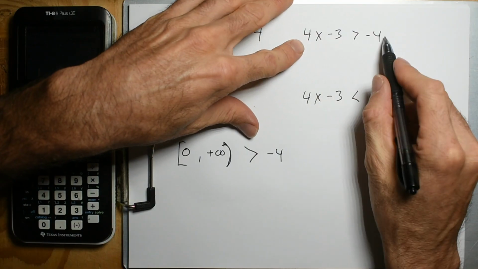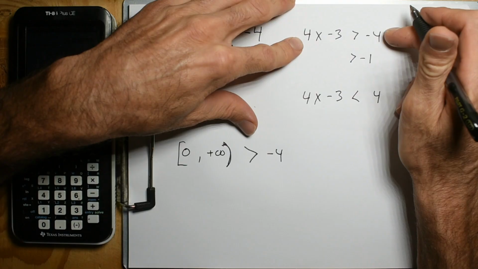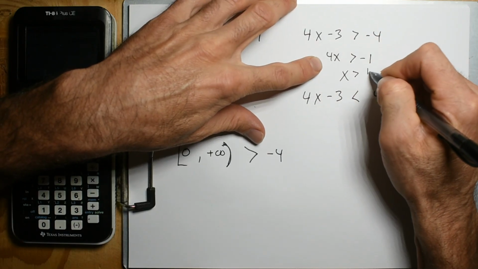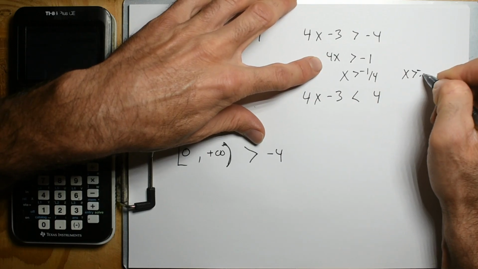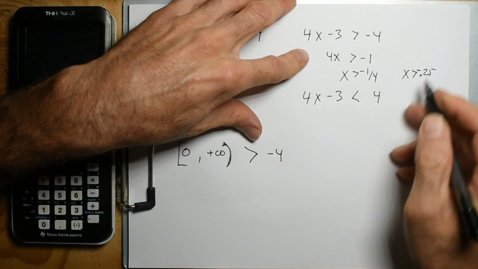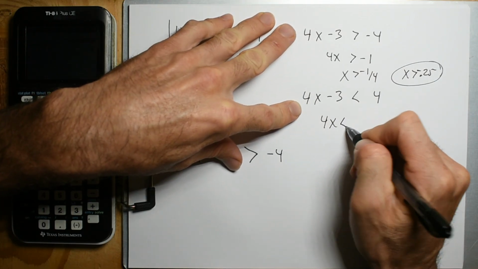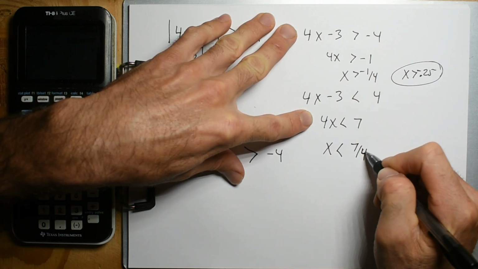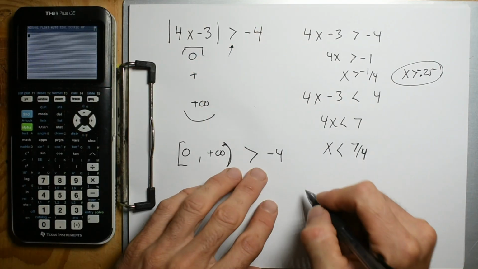And then this would be negative 1. Get that to the other side, add 3 to the other side, and I would have 4x, and x would be greater than negative 1/4. X is greater than negative 0.25. And then here, I'm going to add 3 to the other side, so 4x is less than 7, and then x is less than 7/4. So what would this mean?